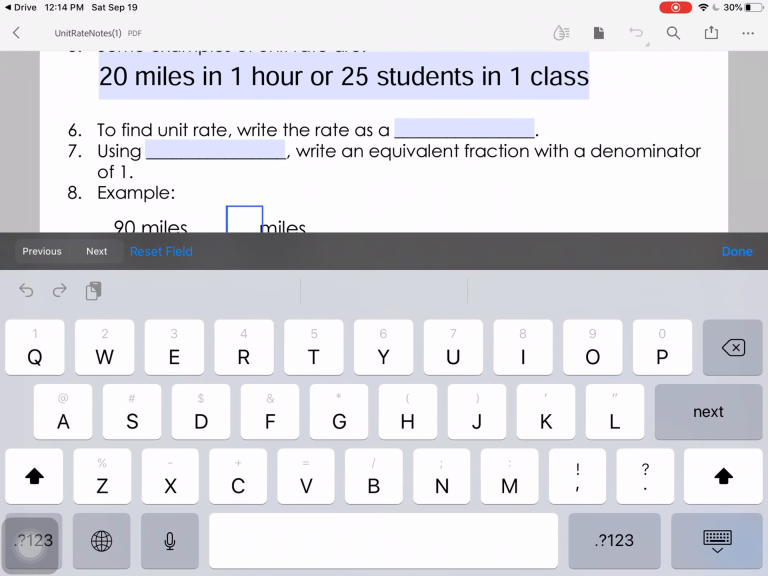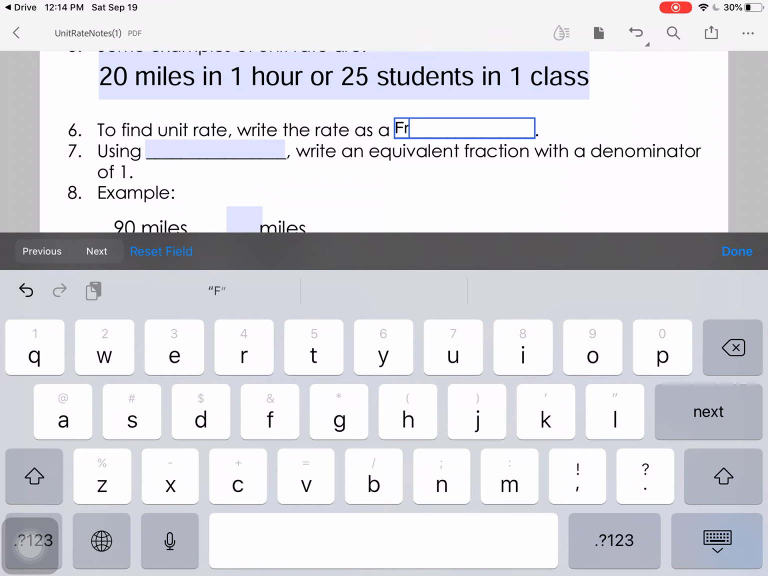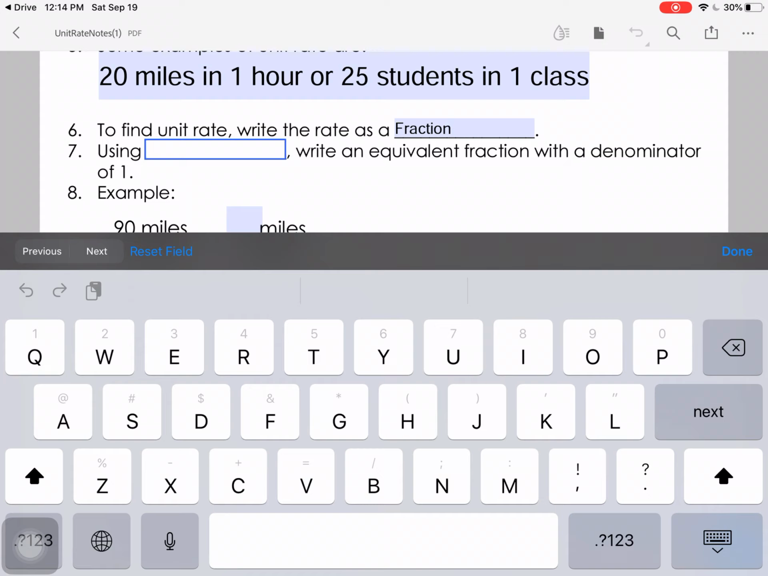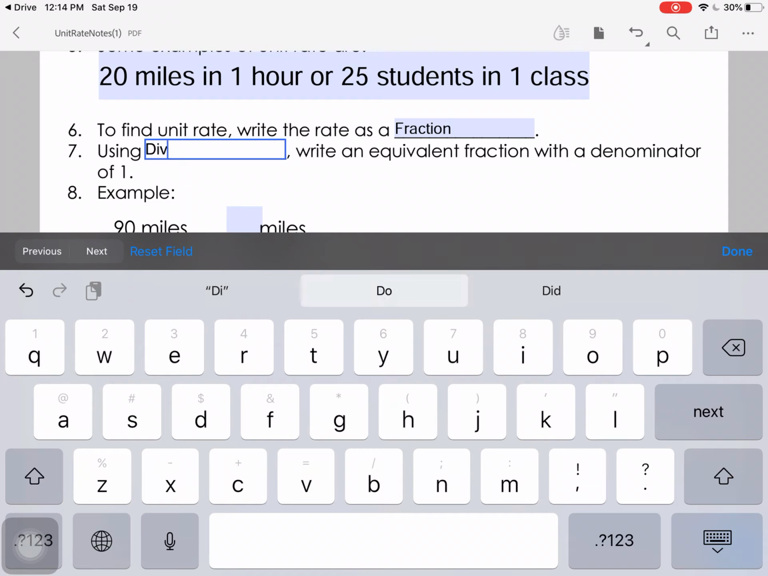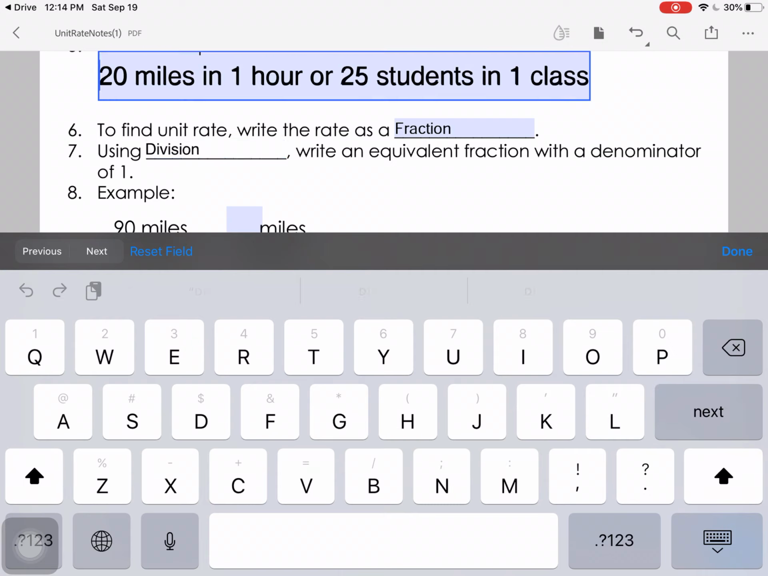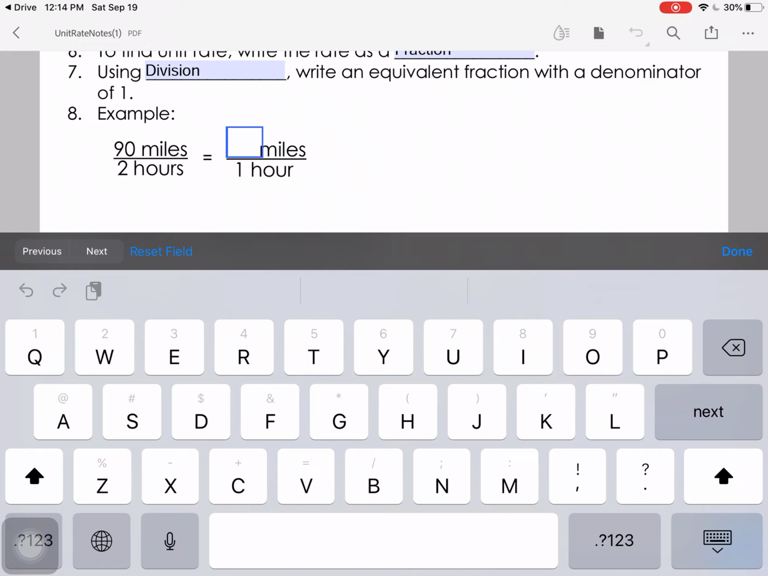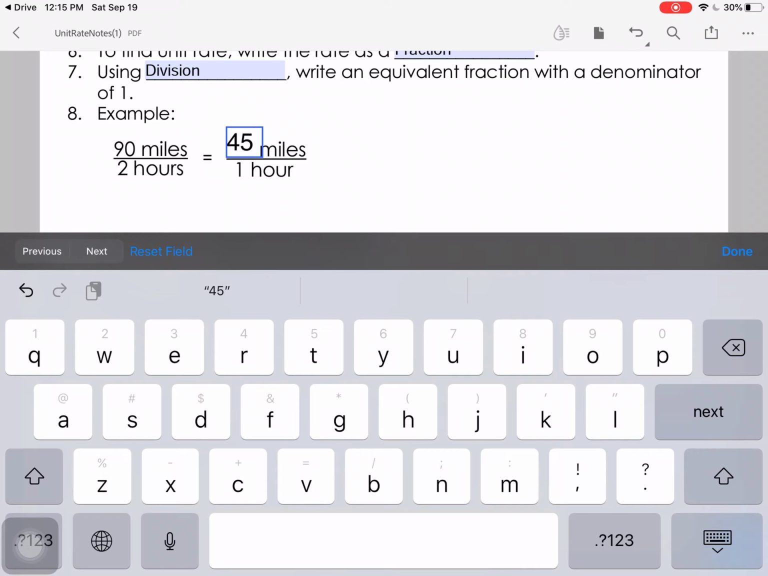To find unit rate, we write the rate as a fraction using division. So it's important to know your basic multiplication and division facts. So we use division and write an equivalent fraction with a denominator of 1. So for the example, it gives us a rate of 90 miles in 2 hours. So the unit rate would be 45 miles in 1 hour.